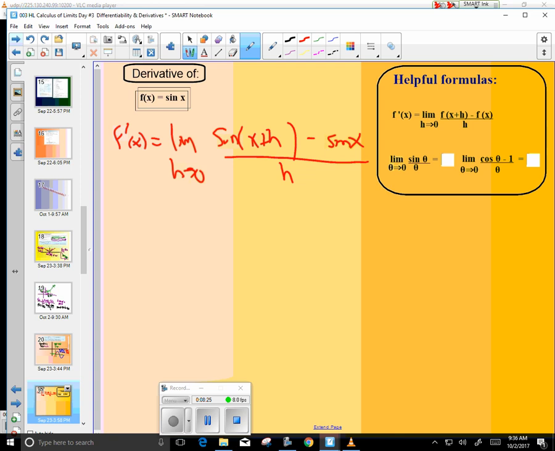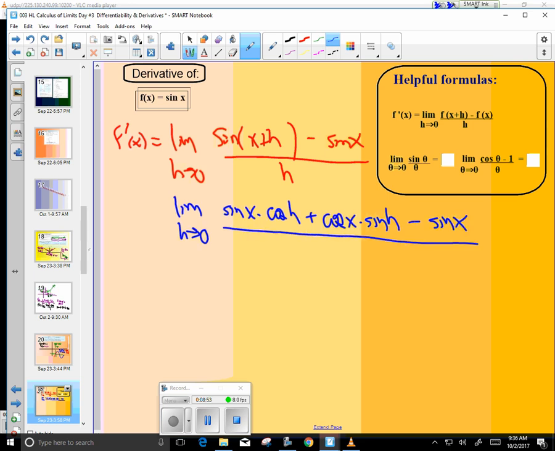So we don't do things for no reason. We do these because all of math connects to itself. My favorite thing about math is bringing up when things connect, and this is definitely a connecting moment. Limit as h approaches 0 of the sine of x times the cosine of h, plus the cosine of x times the sine of h, minus the sine of x, all over h.